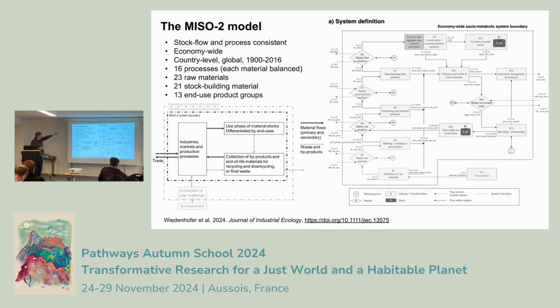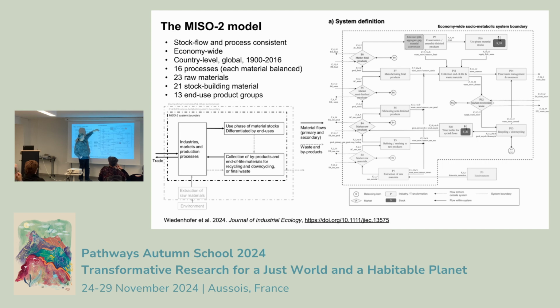And the culmination is this paper that has just gotten published 3 days ago, I think, or a week ago, which is extremely powerful. So what we do here is basically this. We have trade, we have industry markets, we have the use phase, and we have the recycling and waste flows. And the level where we do it is at 16 processes, every one of them mass balanced. So for each of those components we do the mass balance.